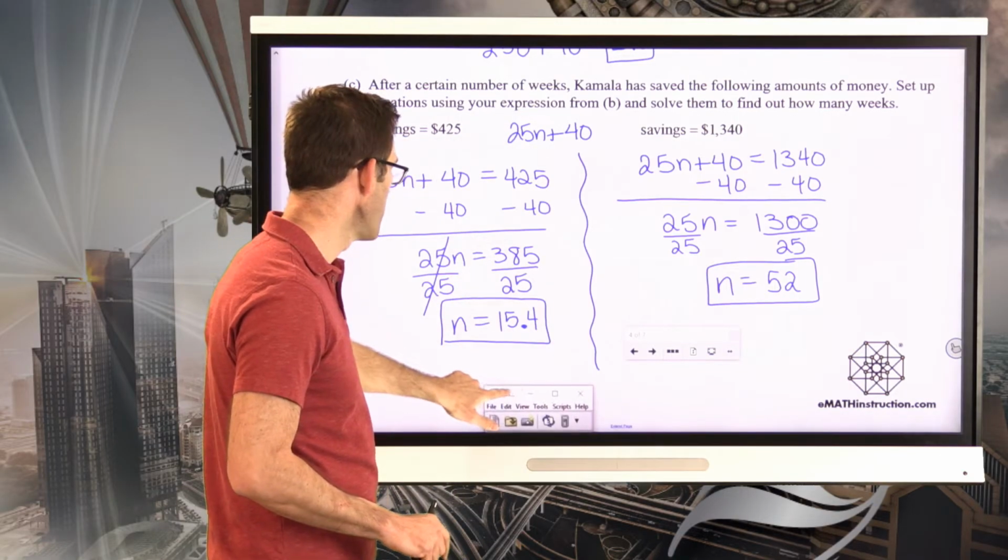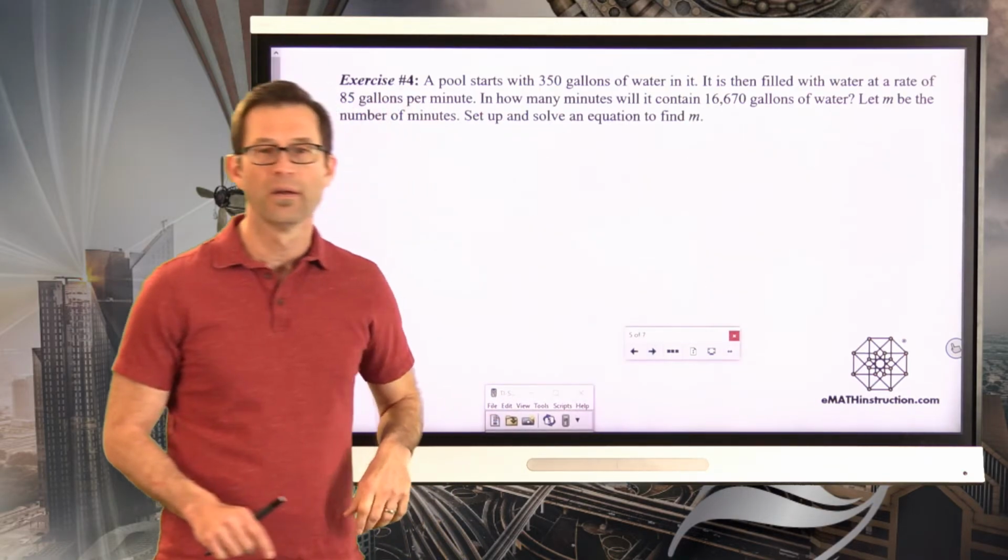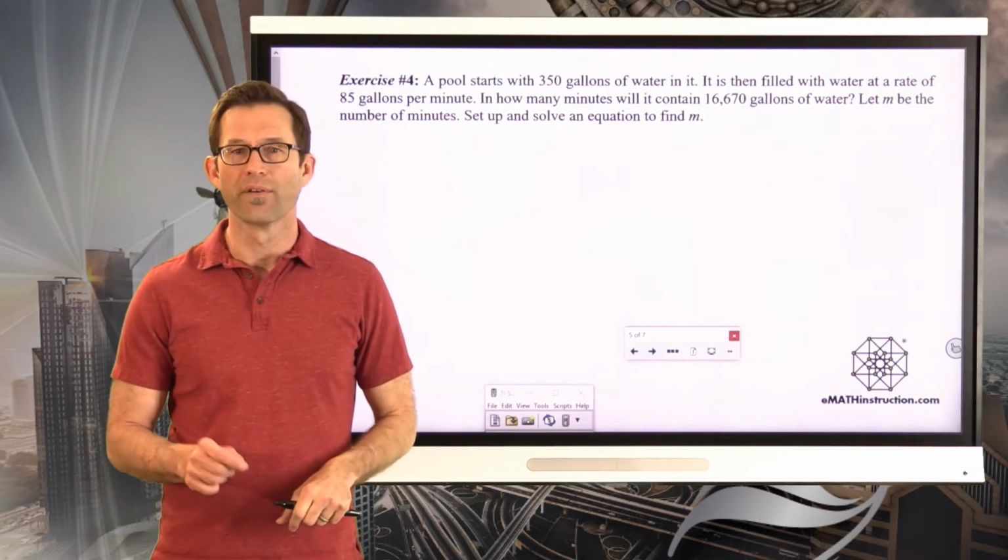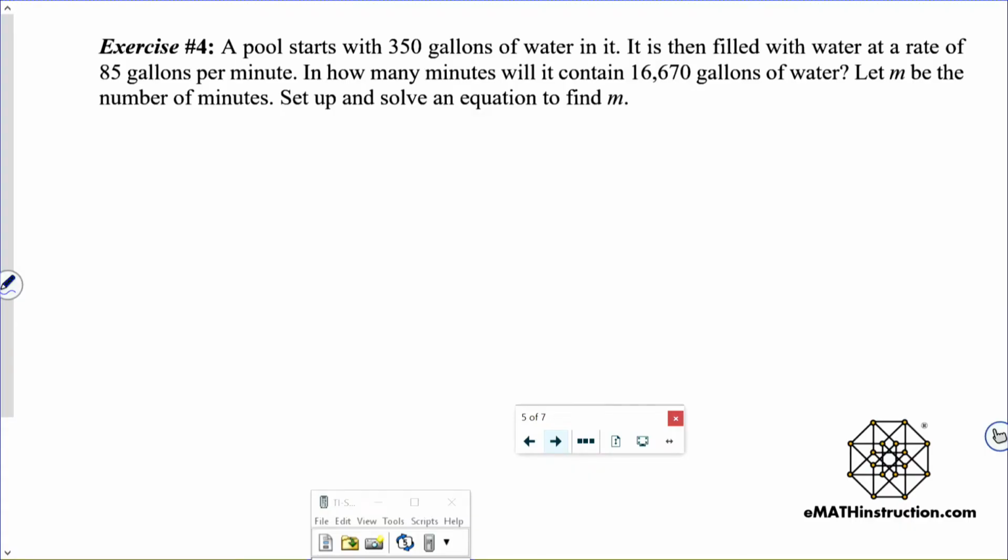All right. Let me bring this back down here. Let's keep doing some modeling. Take a look at another problem involving rates. Exercise number 4. A pool starts with 350 gallons of water in it. It is then filled with water at a rate of 85 gallons per minute. In how many minutes will it contain 16,670 gallons of water? Let m be the number of minutes. Set up and solve an equation to find m.